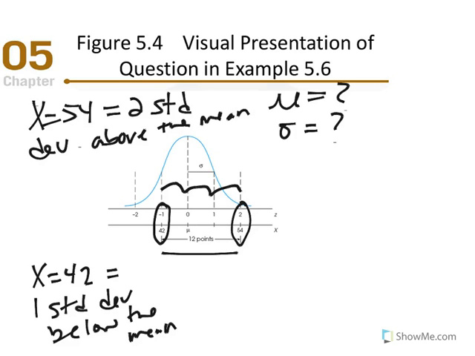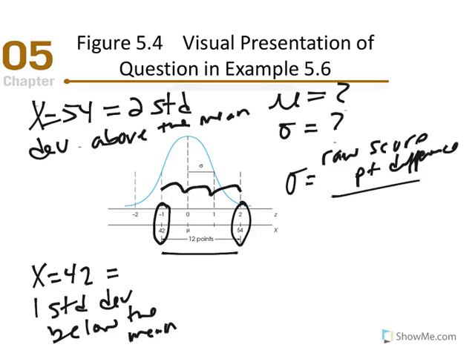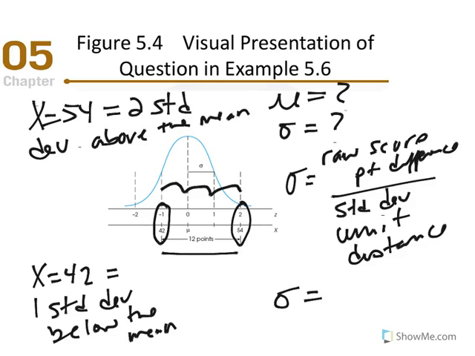You can think of an equation where the standard deviation equals the raw score point difference divided by the standard deviation unit distance between these two scores. So the standard deviation could be calculated by taking 12, and again, we have three standard deviation units between them, which is equivalent to 12 raw score points. So we divide by 3. 12 divided by 3 is equal to 4. So one standard deviation unit is equal to 4 points. And then we can use that to confirm if this is true and to figure out what the mean is.